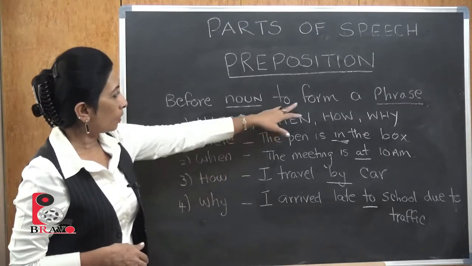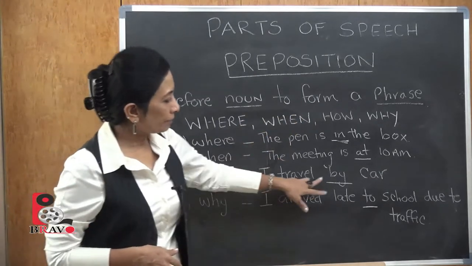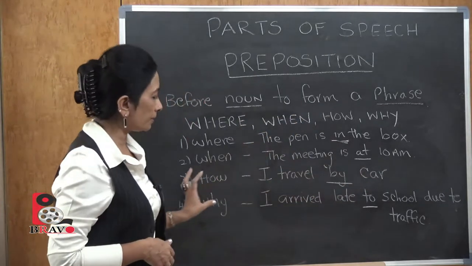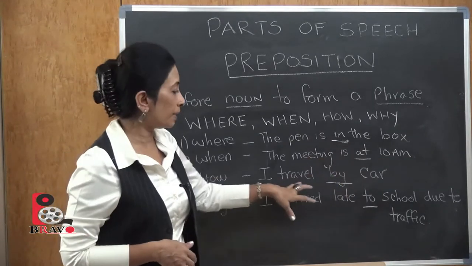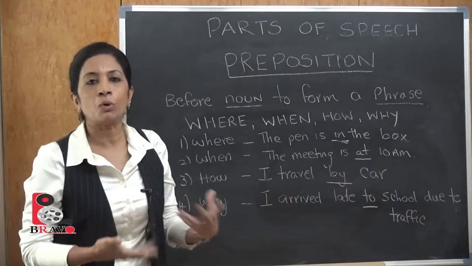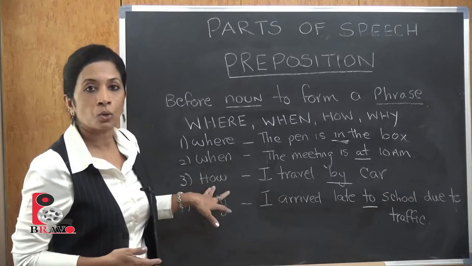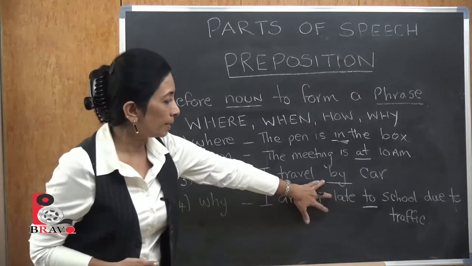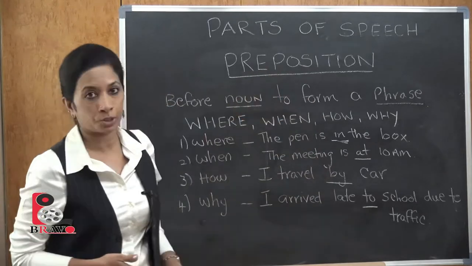Third one, how. I travel by car. Instead of saying how do I travel, I am giving you the statement I travel by car. So you know how I travel. My mode of travel is by car. So how do I travel is by car. So the by becomes the preposition.